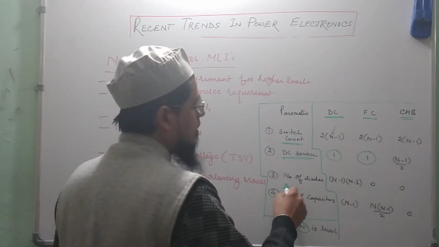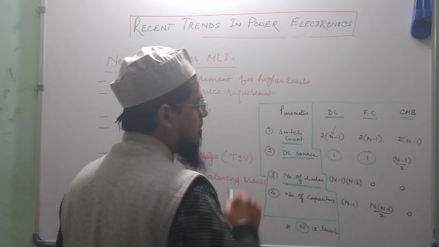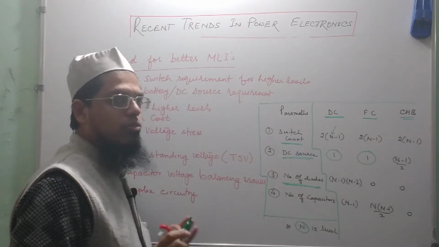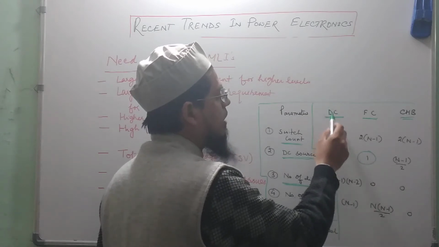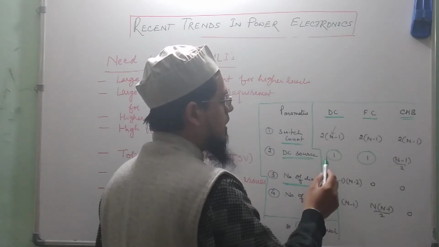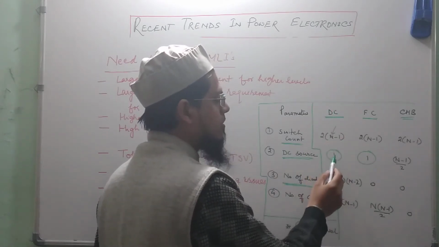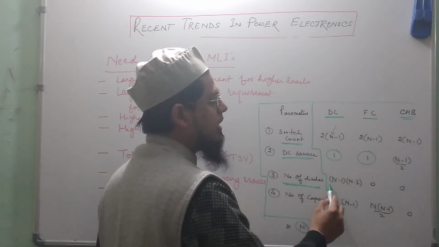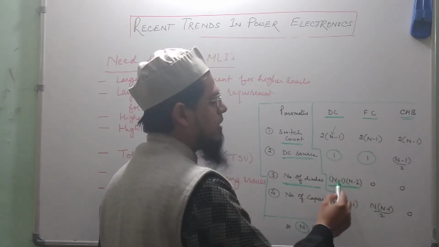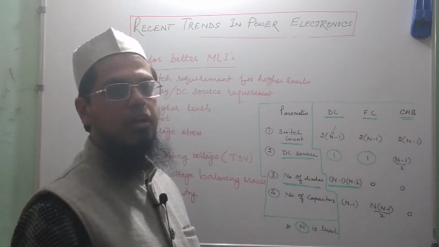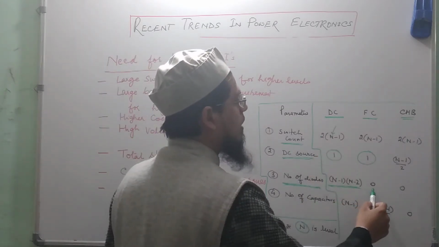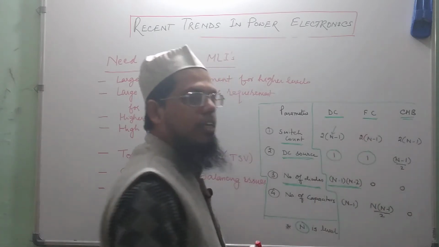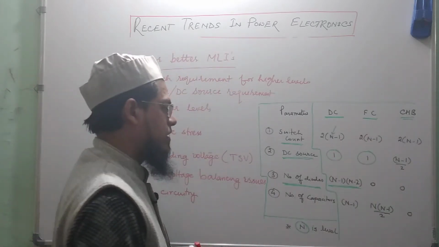Then the third parameter is the number of diodes required. Although the diode clamped multi-level inverter requires only a single DC source, the number of diodes required is very large: (n-1)(n-2), a quadratic function of n. While there is no requirement of diodes in the flying capacitor and cascaded H-bridge multi-level inverters.